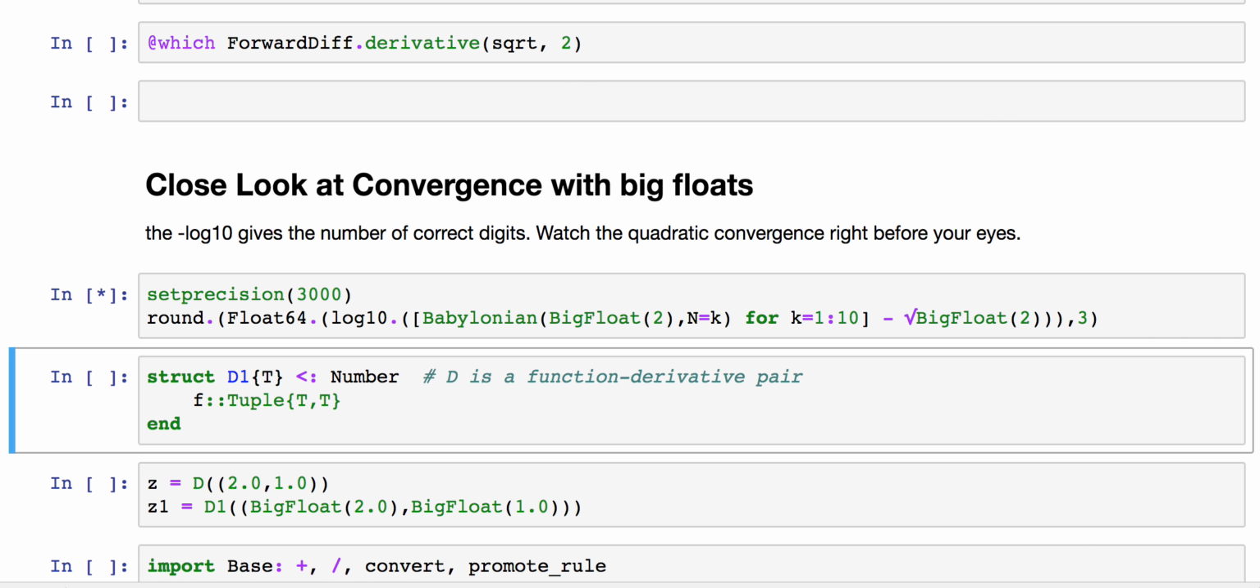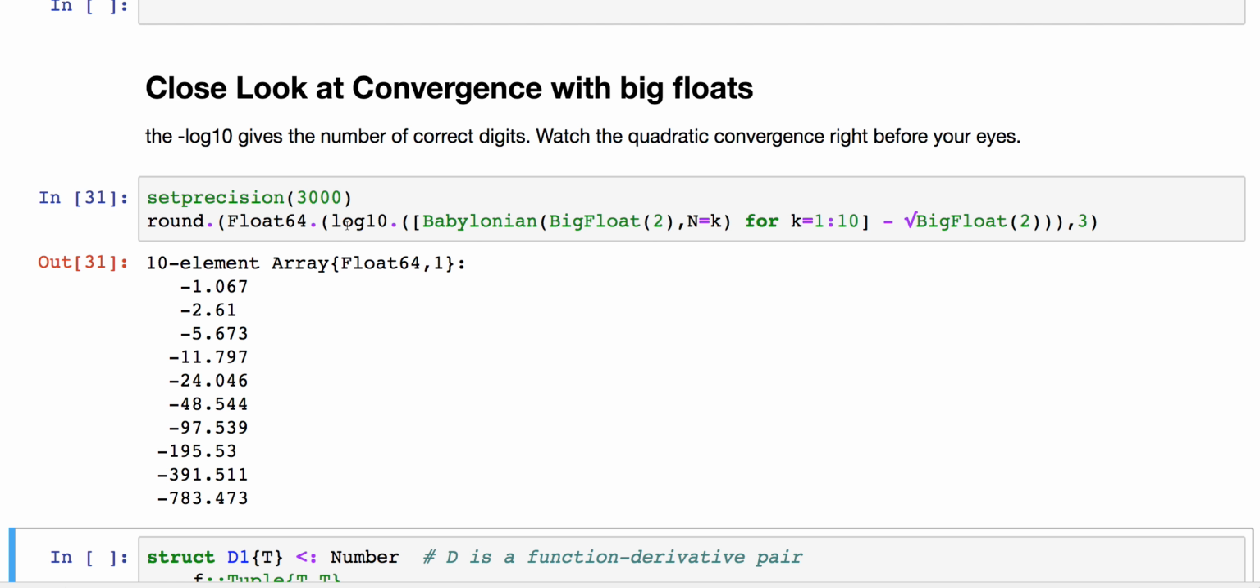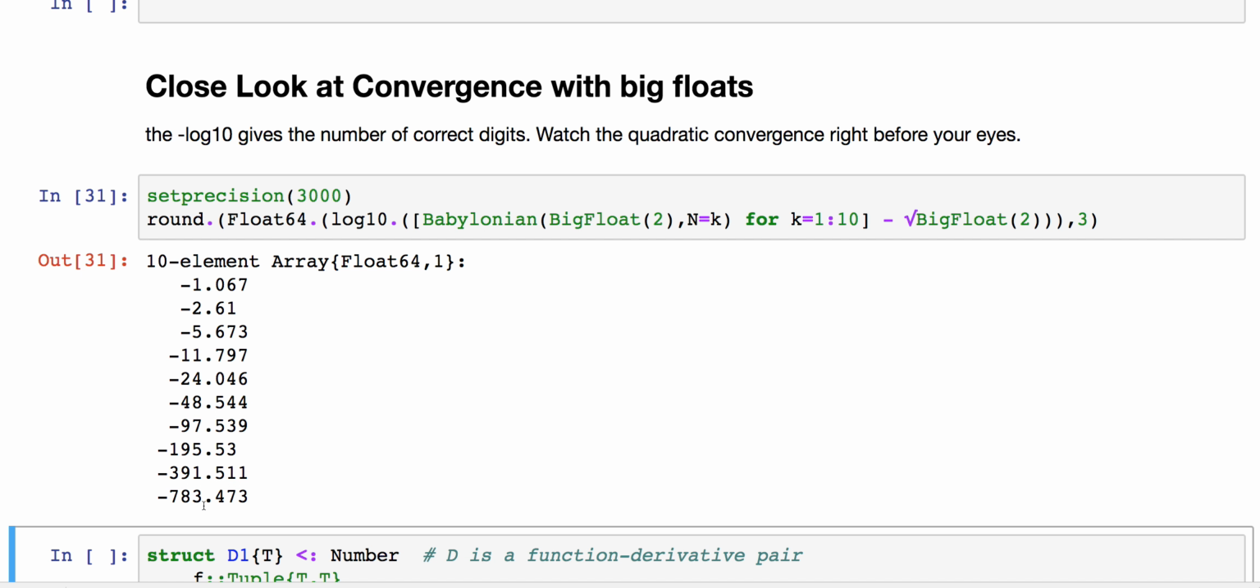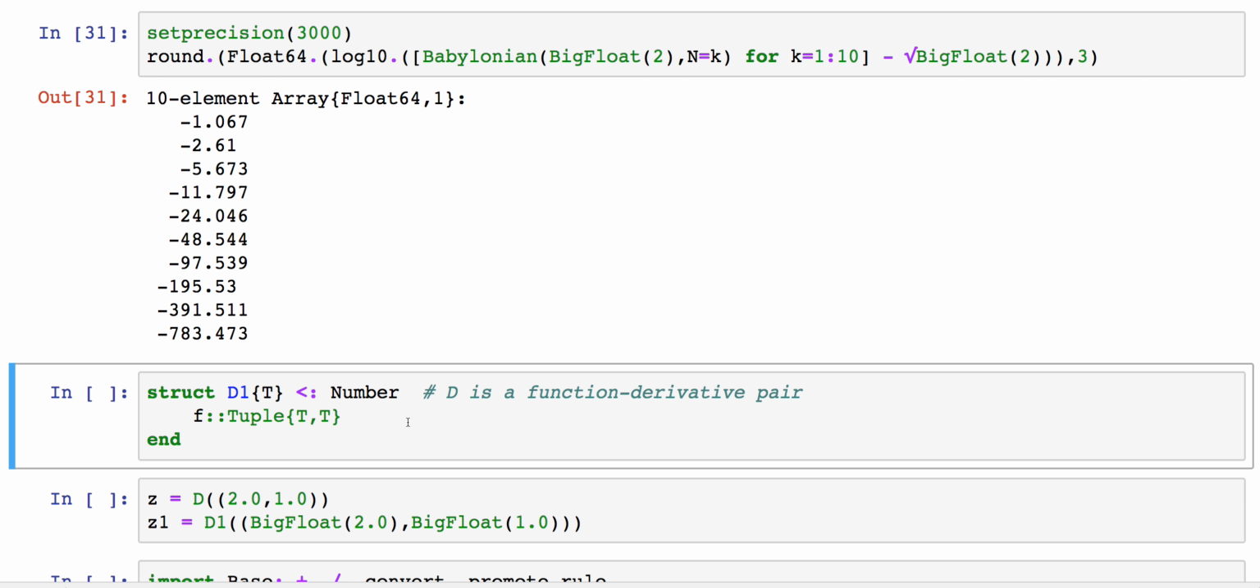And then lastly, my very last example, let's set the precision to 3000. We're going to use big floats. And I'm going to look at the log 10 of the error. And so this is really going to be like the number of digits after each iteration. So it goes from 5 to 11 to 24, 48, 783 at the end of the 10 steps. And so you can see the doubling of digits, which is what people call quadratic convergence. It's kind of fun to watch that.